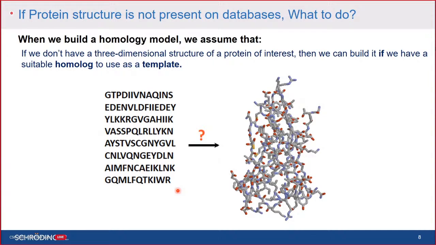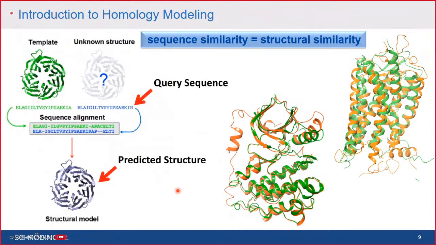But for that, the minimum information required is the amino acid residue sequence of that particular protein. And from where can you get it? You can get that information basically from UniProt. That's the sequence database. It consists of a lot of information about the protein.